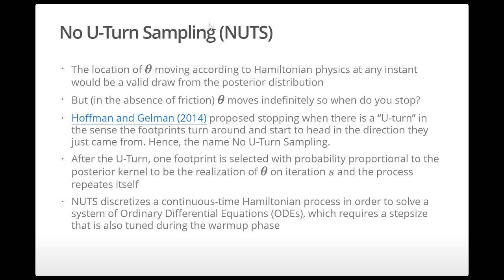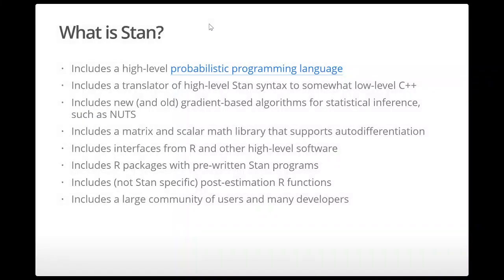And then by default, it's going to do 4 different chains. And so by default, you're going to get 4,000 draws from the posterior distribution, and you don't necessarily have to do any tuning in order to achieve this, although in some cases that can be helpful.